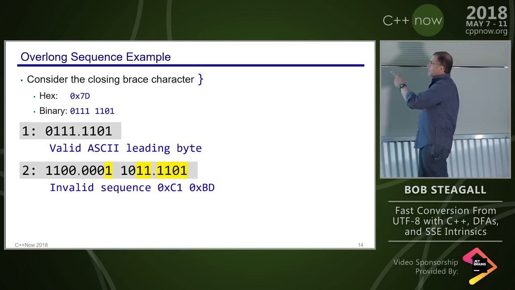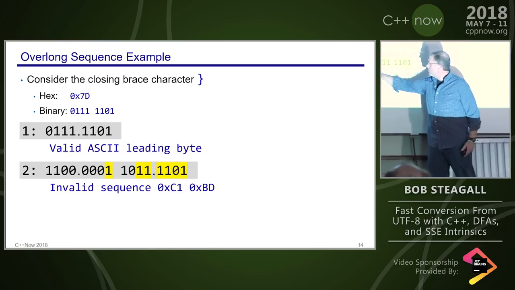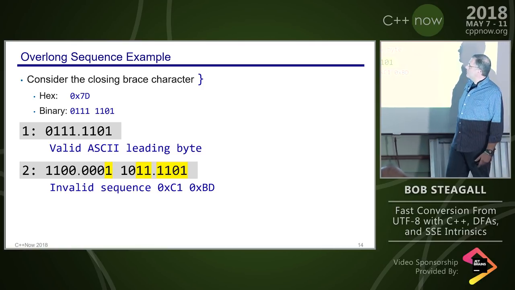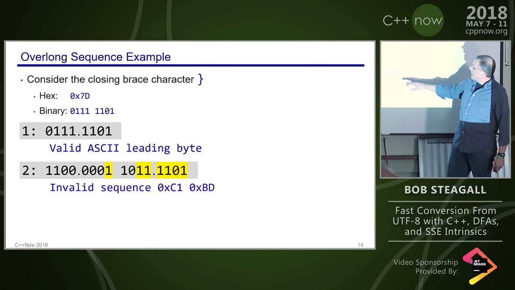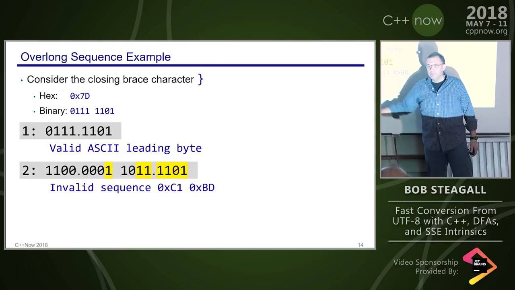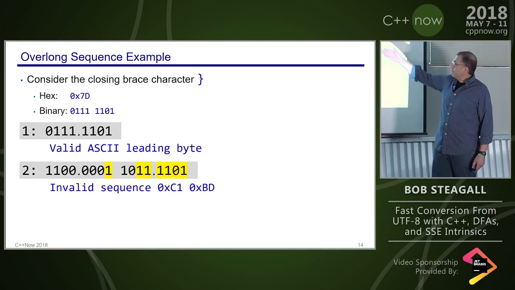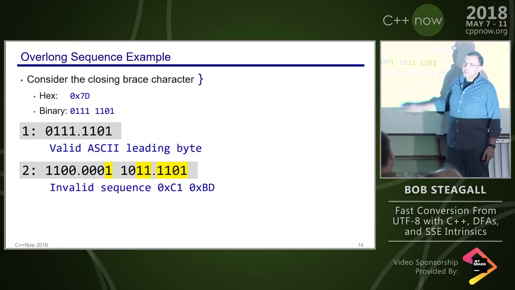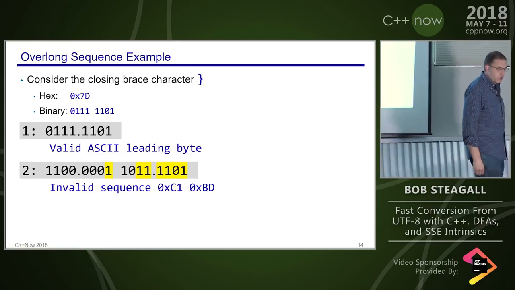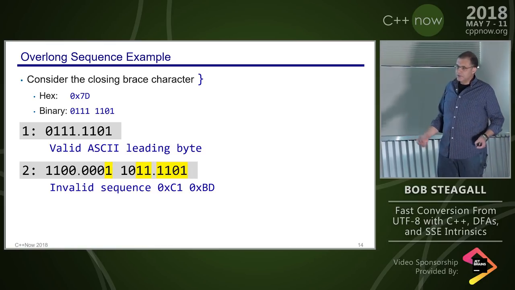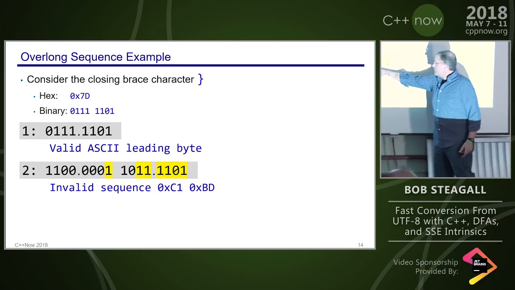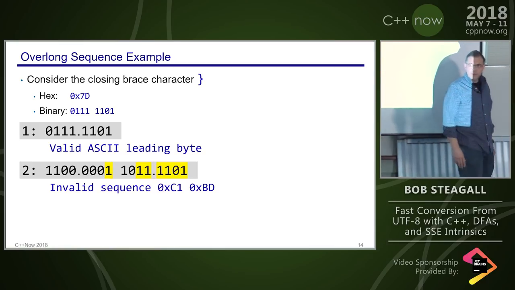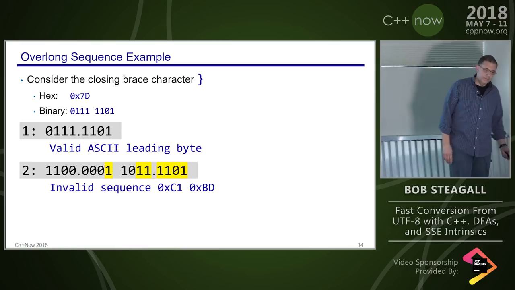But we could also take this same set of bits and encode it into a two-byte sequence. Here I've taken these 7 bits and I've encoded them into this two-byte 16-bit sequence. Well, what's the problem here? The problem is I'm using 7 bits in a sequence that can hold 11 bits, and I have a valid container for 7 bits in a one-byte sequence. So I'm, in effect, zero-padding the representation of the code point with these extra zeros in a multi-byte sequence. I can represent these 7 bits in a single byte, but by trying to represent the same 7 bits in 2 bytes, I'm breaking the rules. This is an invalid sequence called an overlong sequence.